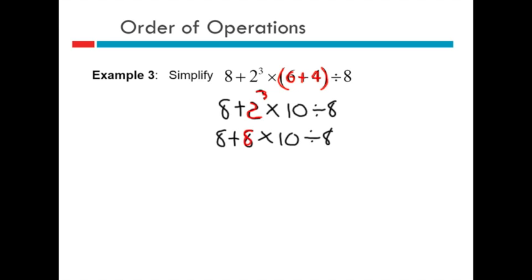So the focus here is, as I'm highlighting, right? So we bring down the 8 and the addition sign, and we work this from left to right as well. 8 times 10 is 80. Divided by 8, of course, is 10, and 8 plus 10 is 18.